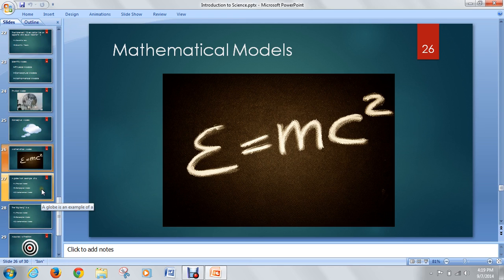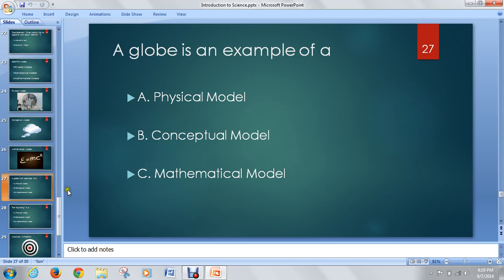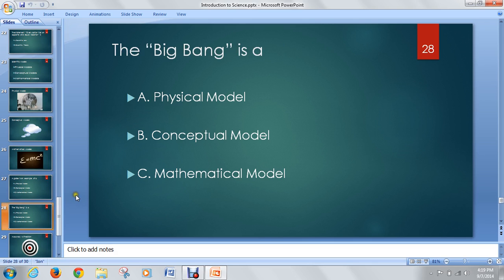So again, if you're answering this for participation, answer this question. A globe is an example of A, a physical model, B, a conceptual model, or C, a mathematical model. And then answer this question. The Big Bang is A, a physical model, B, a conceptual model, or C, a mathematical model.